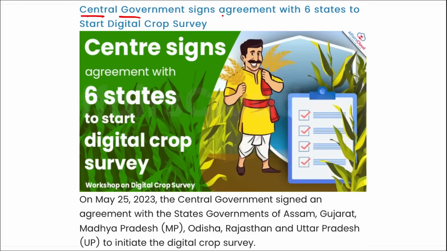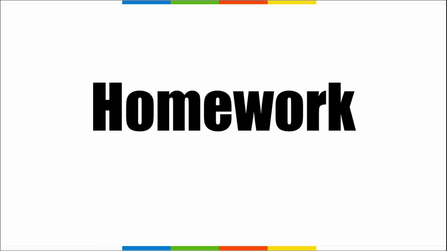Next, central government signed an agreement with 6 states to start digital crop survey, and these are Assam, Gujarat, MP, Odisha, Rajasthan and Uttar Pradesh. Right, so these were your important current affairs for the day, friends, and the revision part also. Now let's move to the homework section.